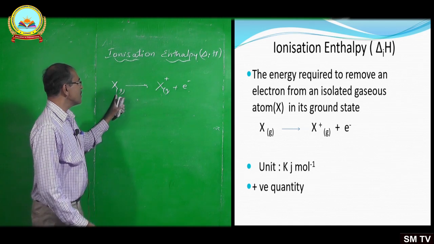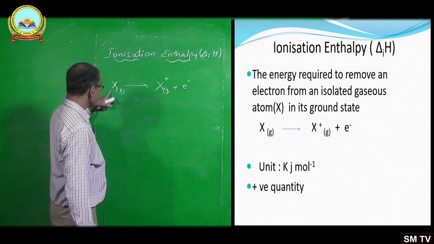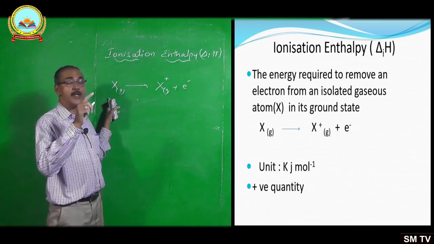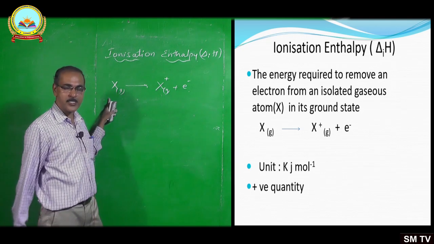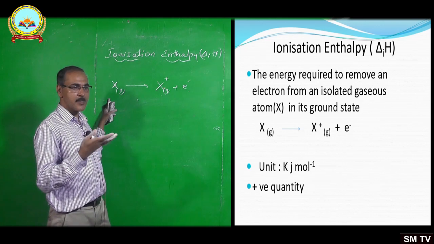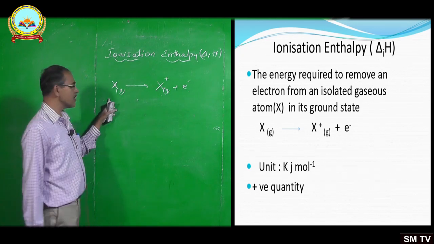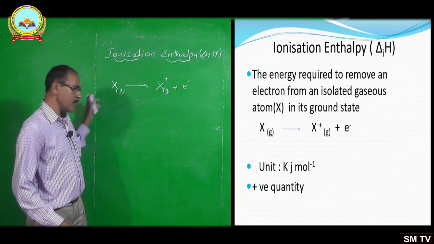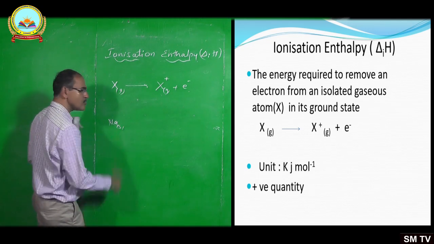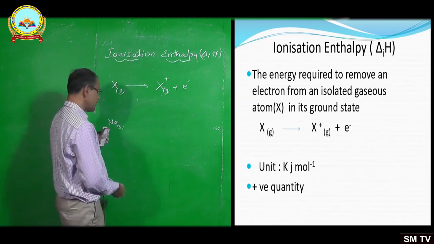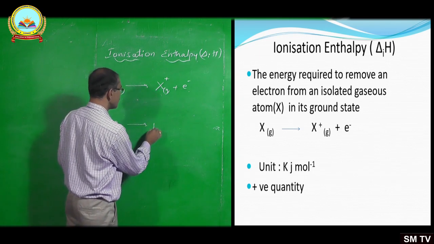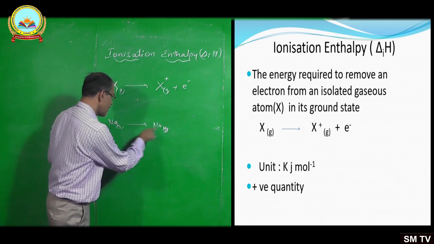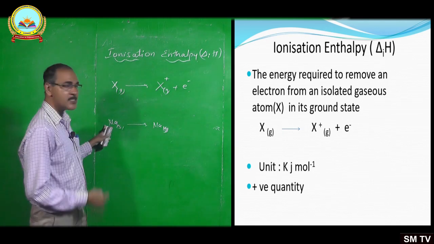Okay? Now, according to the definition, energy required to remove an electron from an isolated gaseous neutral atom. The atom should be in the isolated state. An isolated gaseous atom you can't get in the solid or liquid state; you can get the isolated atom in the gaseous state. In case of sodium, sodium metal is solid. To calculate the ionization enthalpy, Na first has to be converted into Na gaseous. Whatever energy is required to convert Na to Na gaseous is called sublimation enthalpy.